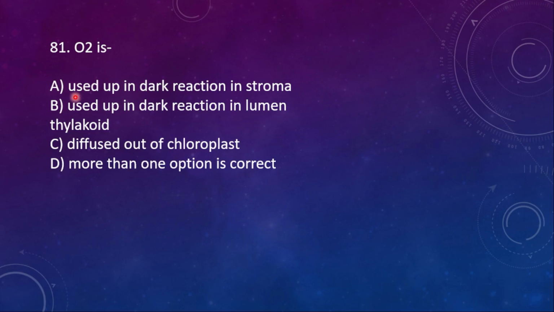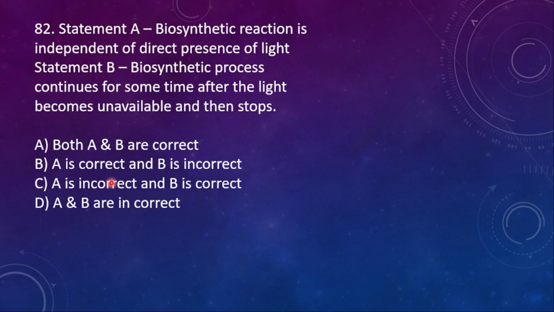81. O2 is A, used up in dark reaction in stroma. B, used up in dark reaction in lumen of thylakoid. C, diffused out of chloroplast. More than one option is correct? Here the right option is option C. It is diffused out of the chloroplast, and that is what we actually breathe. Whatever oxygen we are breathing is diffused out by the chloroplast, the byproduct of photosynthesis.